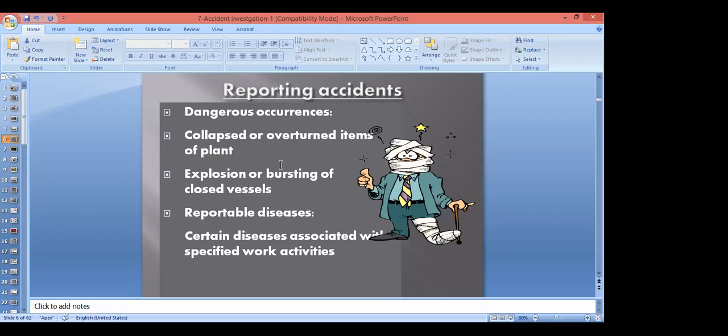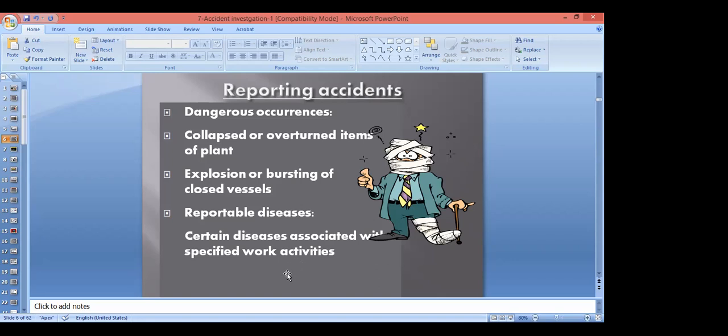Then dangerous occurrences, collapsed or overturned items of the plant. A dangerous occurrence is also an incident where people are not affected. For example, collapsed or overturned items of the plant. Maybe one of the plants got collapsed permanently or suddenly. Explosion or bursting of closed vessels, maybe explosion in a reactor or a centrifuge or in a filter or in a storage area.